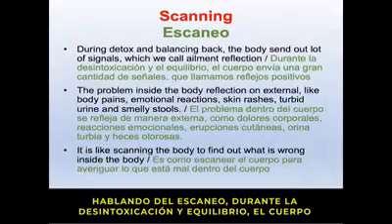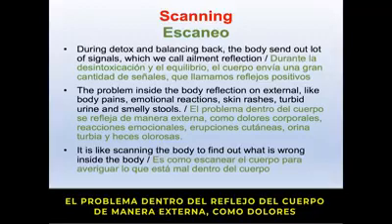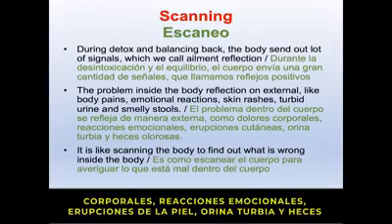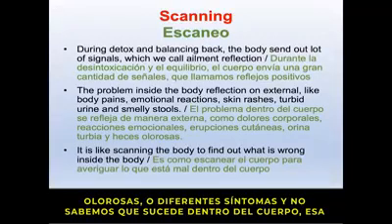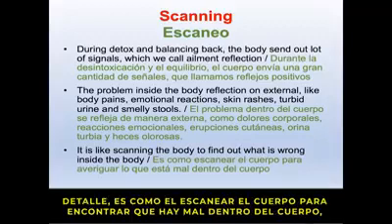Now, a bit of discussion on the scanning. During the detox and balance back, the body sends out a lot of sickness, which we call ailment reaction. The problem inside the body can be reflected externally, like body pains, even emotional reactions, skin rashes, turbid and smelly urine. Many of these are external symptoms. When we study them, we know what is happening inside the body. This is a big study area. We need a special chapter to discuss it in great detail. It is like scanning the body to find out what is wrong inside.